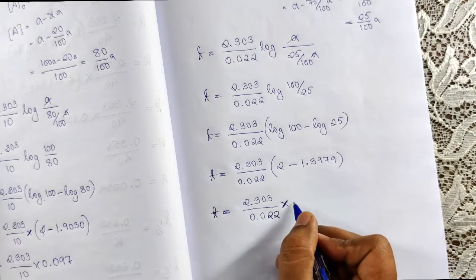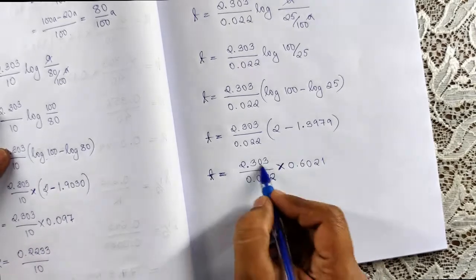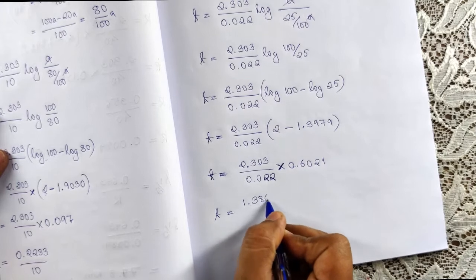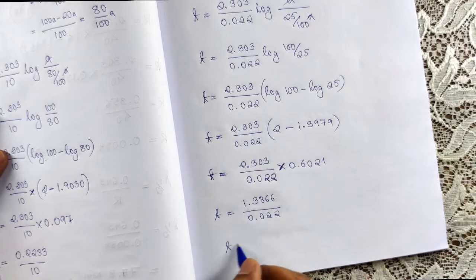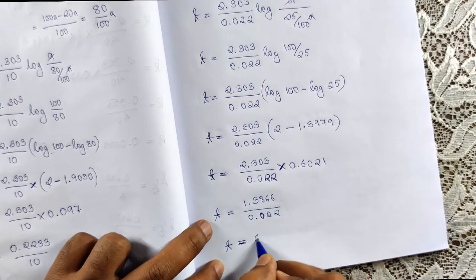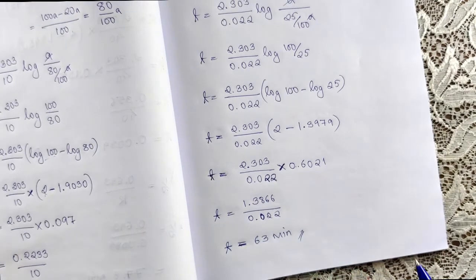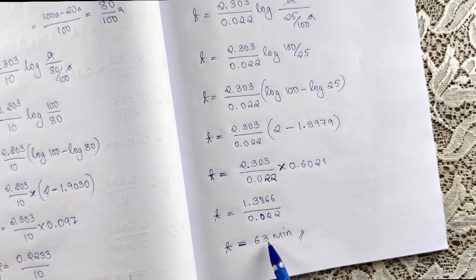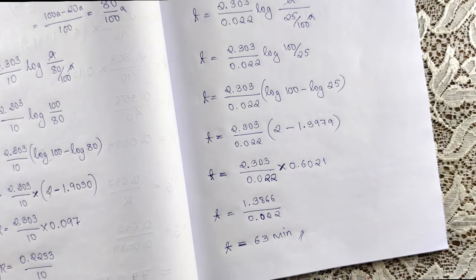So now if you subtract these values, you get 0.6021. Again, you multiply these two numbers, 2.303 and 0.6021, you will get 1.3866 divided by 0.022. So t will be 63 minutes. So basically it means that for 75% completion it took 63 minutes. For 20% it took 10 minutes. For 75% it took 63 minutes. So this will be our answer.